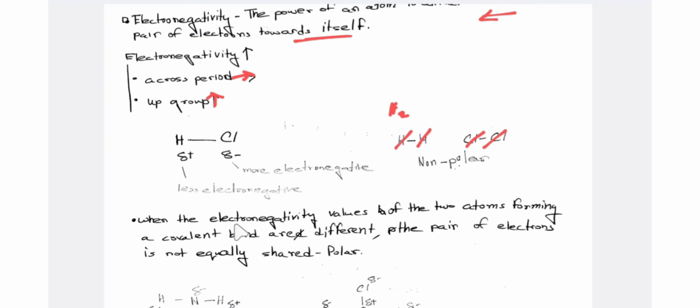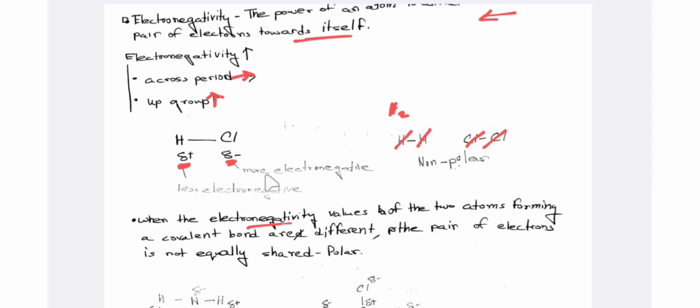Then when the electronegativity values of two atoms forming a covalent bond are different, the pair of electrons is not equally shared, and the bond is polar. We can see that the electronegativity values of the two atoms are not the same. So we refer to this as delta negative and delta positive to show that it is a charge, so delta positive charge and delta negative charge, or we can say that it is a polarity.